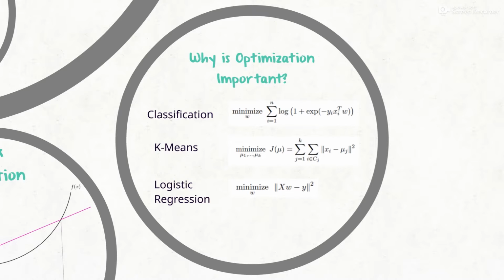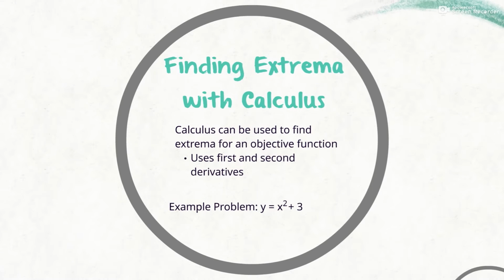So let's talk about how we actually do this using calculus. And we're going to start with an example problem. And we're going to show that calculus can be used to find extrema, or the critical points, for an objective function. And all we have to do is use the first and second derivatives. So we have an example problem here. We have y equals x squared plus 3. So very simple equation. And this is going to be our objective function. Let's see if we can minimize it.